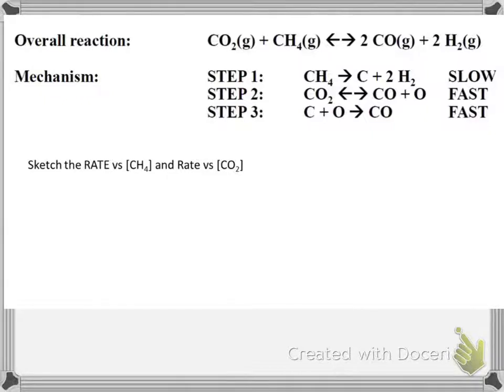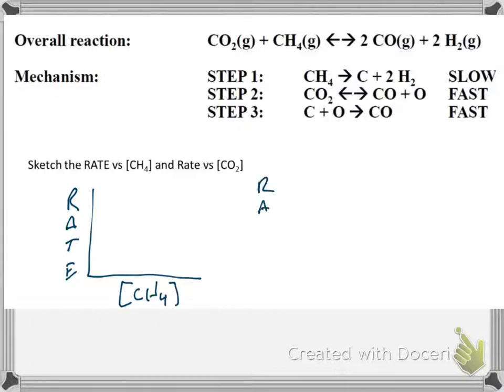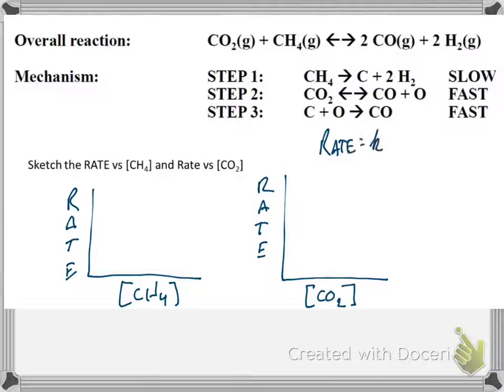Okay, so we're going to sketch the rate of the reaction versus the concentration of methane and for CO2. So we make the graphs. We know we have a first order overall rate in methane. And since CO2 is only in the fast step, we see that it is not in the overall rate law. It's zero order, right? As in it's a constant value.